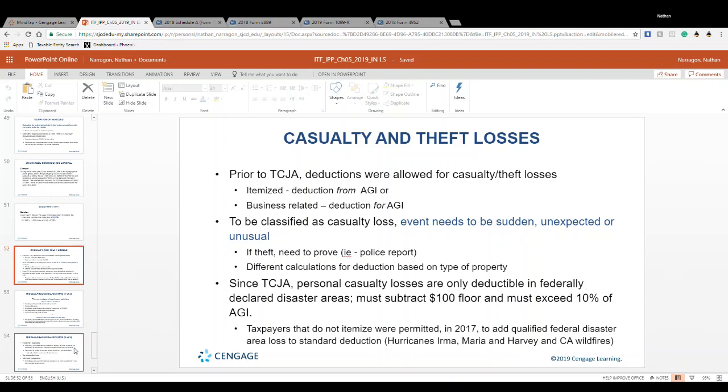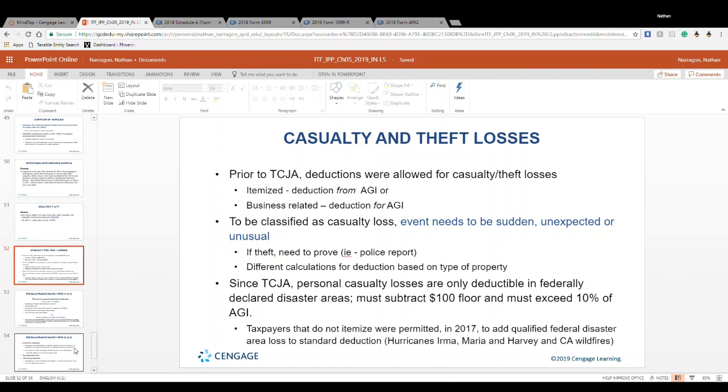Since the TCJA, personal casualty losses are only deductible in federally declared disaster areas. Okay, so now since the new law, we can't take personal stuff unless it's in a declared disaster area. And we must subtract a $100 floor and the loss must exceed 10% of our AGI. So they really limited this one. So it kind of sucked. But it's really only supposed to have been used for any natural disaster or anything that was really sudden.